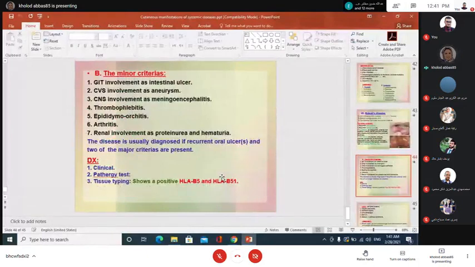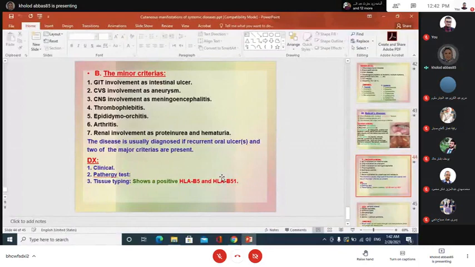The minor criteria include GIT involvement such as intestinal ulcer, cardiovascular involvement, CNS involvement, and systemic diseases: thrombophlebitis, epididymo-orchitis, arthritis, renal involvement, proteinuria, hematuria. In dermatology, if there is an oral ulcer with two of the major criteria, meaning eye lesion or skin lesion, with recurrent oral or genital lesion, we say it is Behçet disease.